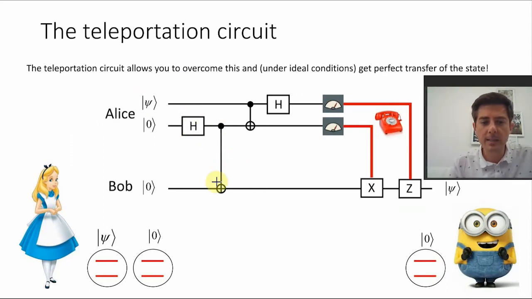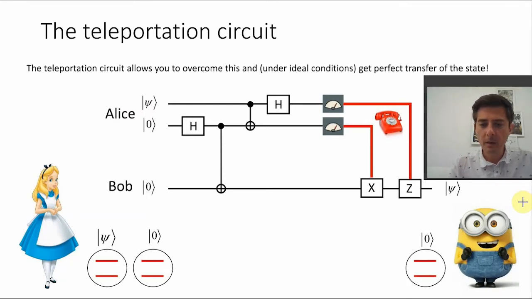So some Hadamard gates, these CNOT gates. There are some measurements, and these red lines here are a classical communication step. Alice still does need to tell Bob something, but it's not anything to do with this quantum state. It's some other information that she needs to tell Bob, which I'll go through. Provided she can tell Bob that, Bob can perfectly get Alice's state. We'll go through this step by step.